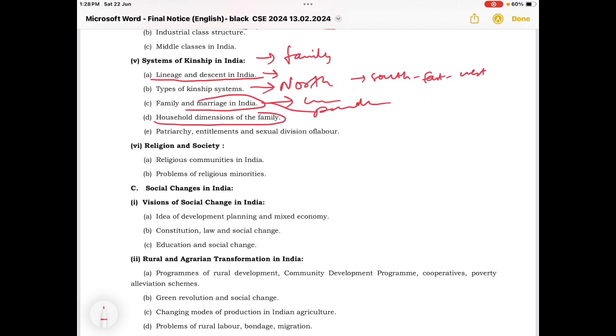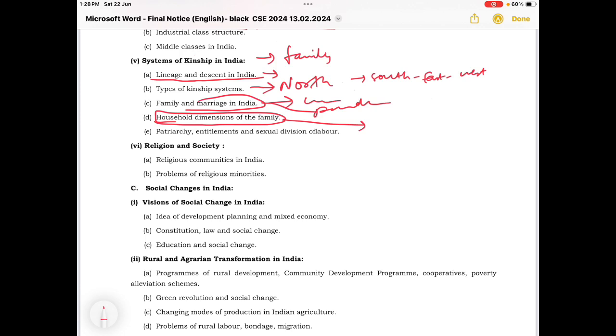So here you will see the household dimension of family, how a household is defined, and what the family composition in a household is. We will also see different definitions of what constitutes a household, which family members are living in a house, and what the definition of family is. Different types of marriages exist today.